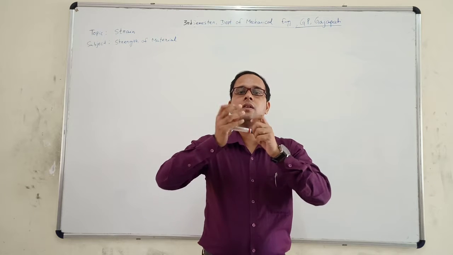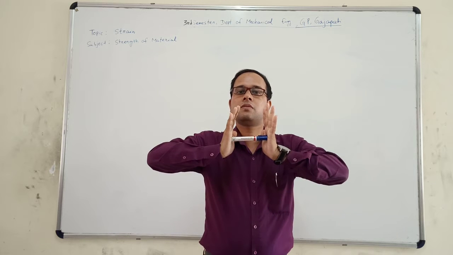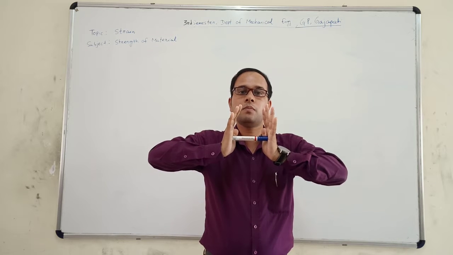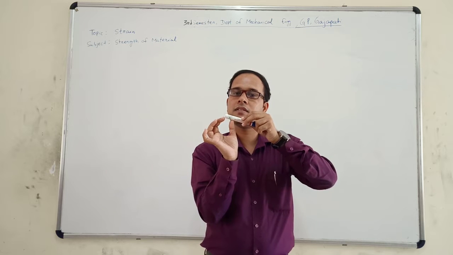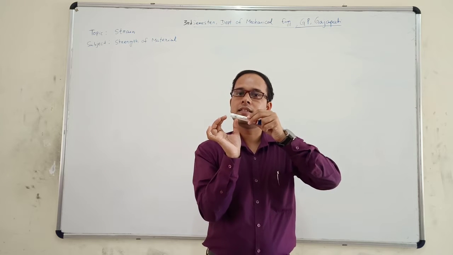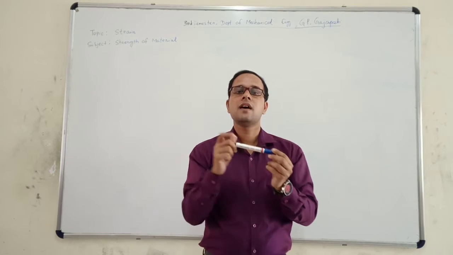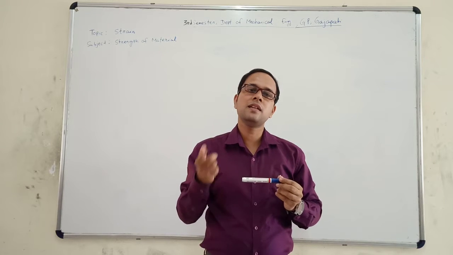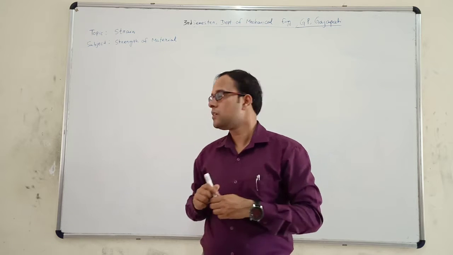Suppose I am applying compressive force to this body, an equal and opposite push. Then there will be a decrease in length. This decrease in length per original length is nothing but compressive strain. Similarly, shear strain. Now, how will we calculate? Look at this.